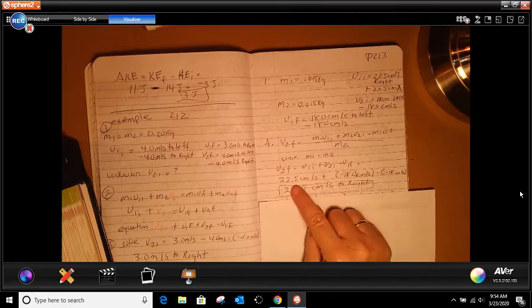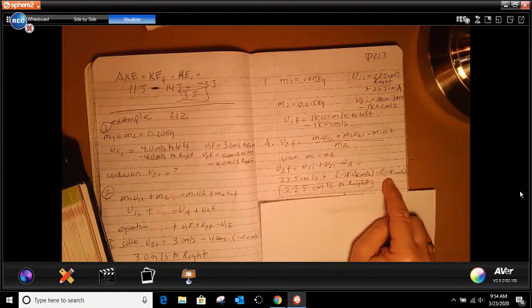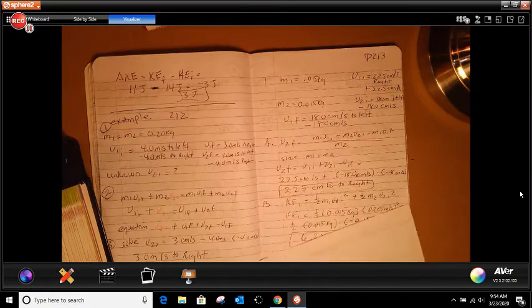So I'm just going to take 22.5 centimeters, add it to negative 18, and then subtract it by negative 18, and I get 22.5 centimeters to the right. So that's my velocity final.